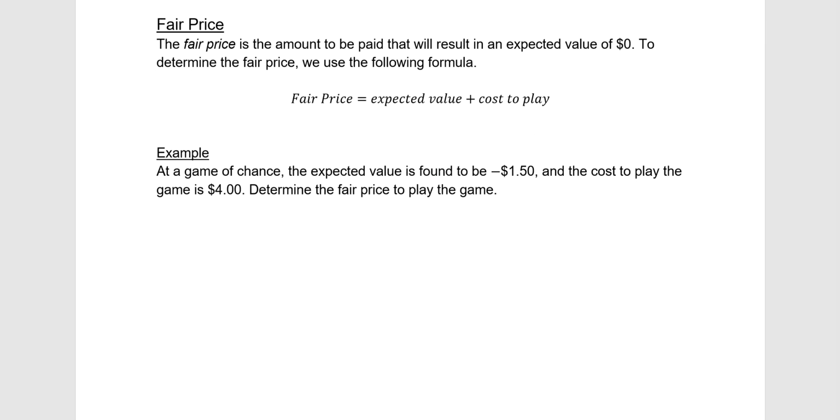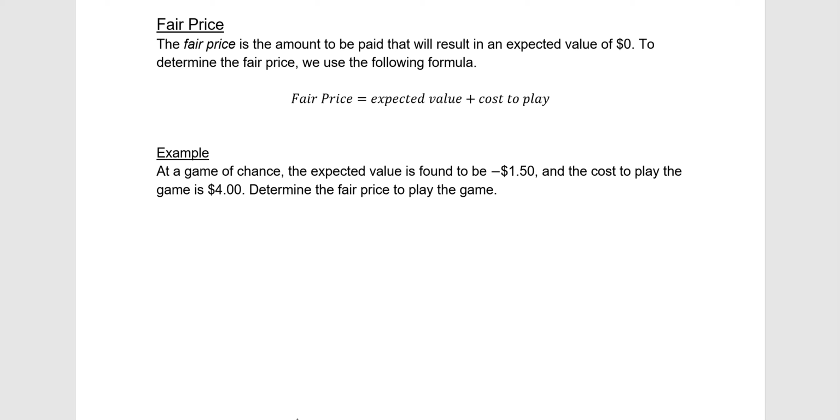Okay, so for the last thing here is fair price. So the fair price is going to be the amount to be paid that's going to result in an expected value of $0. Okay, which should make sense. The phrase fair price, what is fair? Fair would be getting nothing. So you're not gaining anything, you're not losing anything. So to determine the fair price, what we have to do is use this little formula. Fair price is going to equal the expected value plus the cost to play.